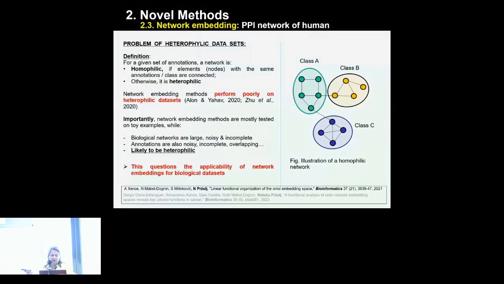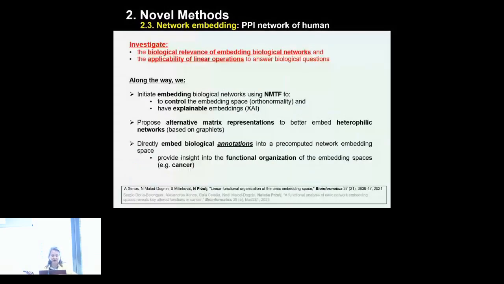Okay. So we will investigate biological relevance of the embedding of biological networks, and also applicability of linear operations on the embedding vectors. But along the way, we initiate embedding biological networks using NMTF. Why NMTF rather than neural networks? To control the embedding space, orthogonality of the axis, and have explainable machine learning method. We have seen a lot of controversies because transformers are not explainable, etc., etc.